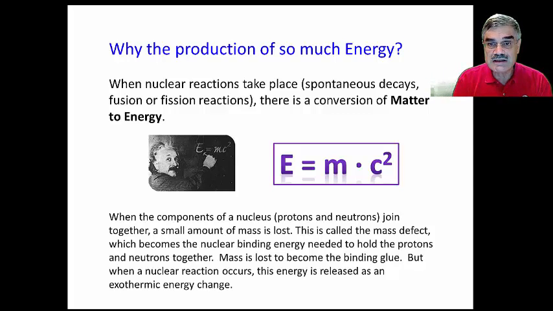But conversely, if the nucleus were to fly apart, as happens in these fission reactions, this binding energy would then be released as an exothermic reaction, producing a large amount of energy, which can then either create an explosion or can be used, if harnessed, to produce electricity.